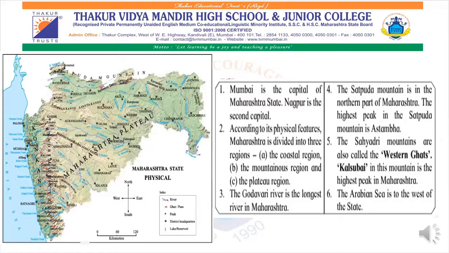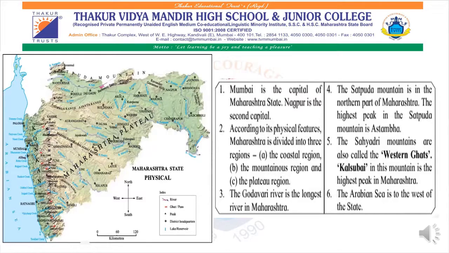The Sahyadri mountains are also called the Western Ghats. On the left hand side, from north to south, the Sahyadri ranges are there. And Kalsubai, in this mountain, is the highest peak in Maharashtra. So whenever the question is asked about the highest peak in Maharashtra, our answer should be Kalsubai. But if the question is asked about the highest peak in Satpura mountain, then the answer is Astamba.